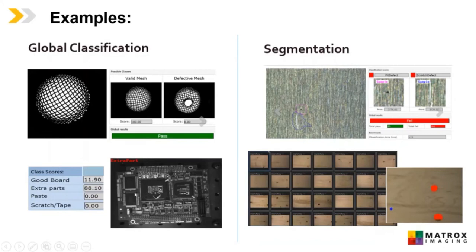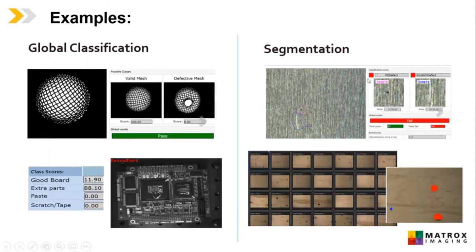Another one would present some foreign parts or extra parts. There's another category that might show paste, soldering paste on the PCB, or maybe some scratches on some of the chips, right? So these are four categories, and the end result of global classification is to tell you which of these categories the image or the part essentially belongs to.